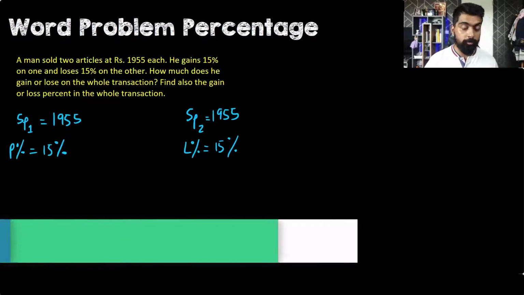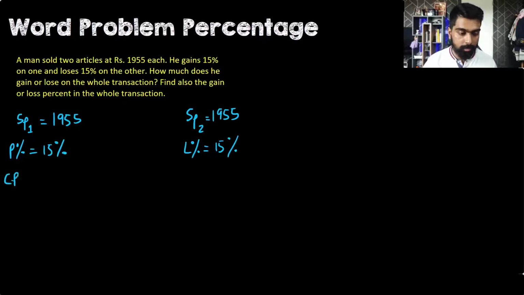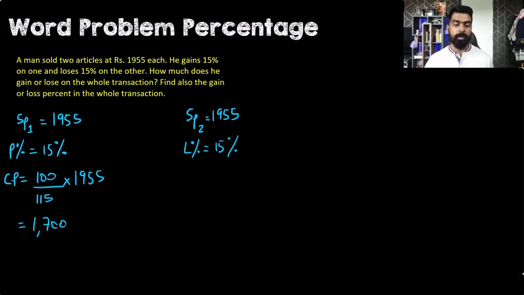Okay, so for us to find that, first we have to find the total cost price. So let's go ahead and find the cost price in this one. So CP in this one is equal to 100 over 115. Now it is 115 because in this one he made a profit of 15%, right? And multiplied with 1,955. Now if we use the help of a calculator, guys, we will get 1,700. So 1,700 is the cost price of the first one, where he made a profit of 15%.